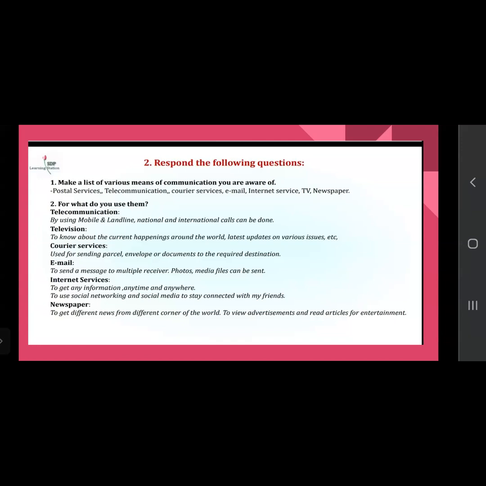Telecommunication: by using mobile and landline, national and international calls can be done. Television: to know about the current happenings around the world, the latest updates on various issues. So we can get the latest news on what is going on.